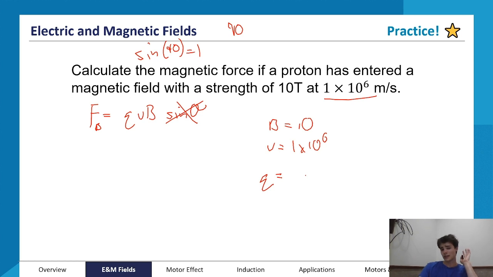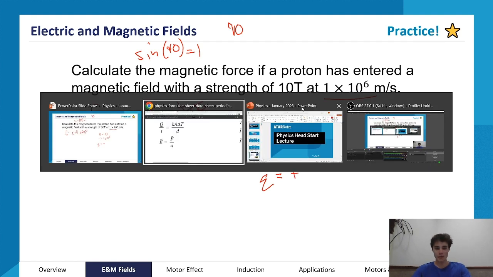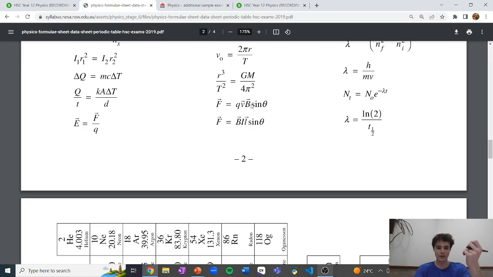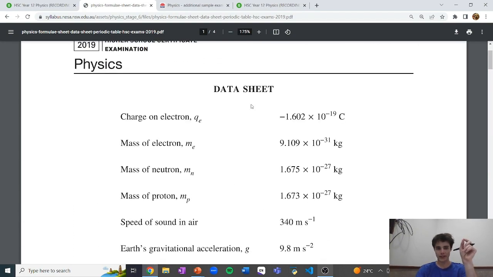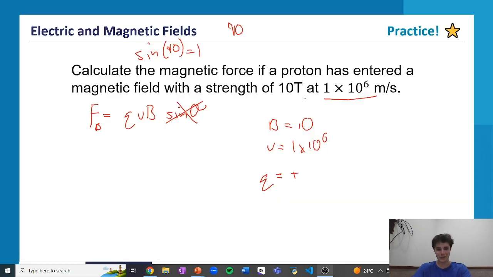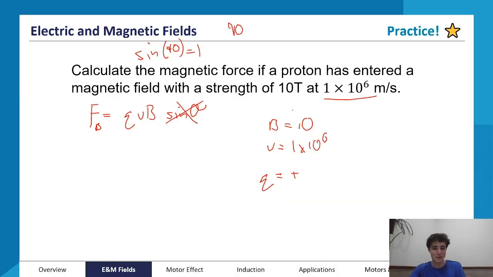Now, if you don't remember from year 11, a proton has the same charge as an electron. It's just that instead of the electron being negative, the proton is positive. So it's sort of like a positive version of whatever the charge of the electron is. And if you don't remember that, no worries, just flick over to our trusty formula sheet, scroll up to the data section, and it is in fact the top entry here. It's the charge on the electron as negative 1.602 times 10 to the negative 19 coulombs. But of course, because this is a proton, it's going to be positive 1.602 times 10 to the negative 19 coulombs.